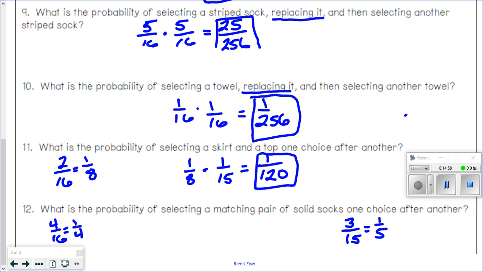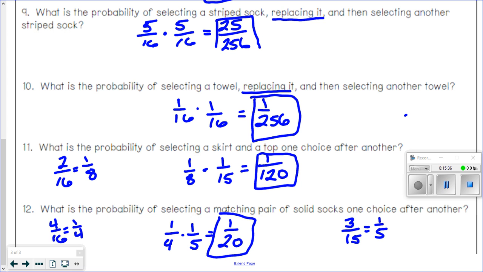So let me go over this one more time because I didn't show you one like this before. There are 4 solid socks, so the probability of drawing a solid sock is 4/16. Now the second time, I've taken a solid sock out the first time, so now there's only 3 solid socks. And there's only 15 things to choose from because I took a sock out already. So that's why this one is 3/15. So those simplify to 1/4 and 1/5. So we're going to multiply 1/4 times 1/5, and that gives us 1/20.